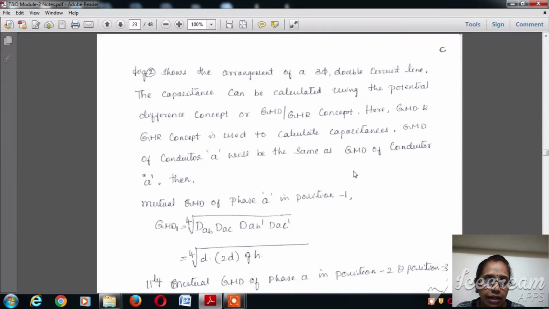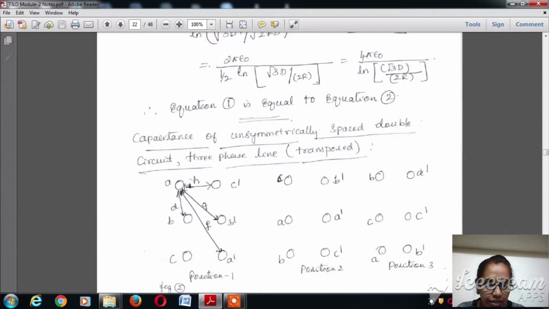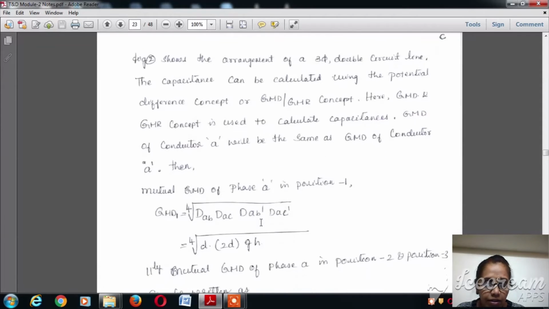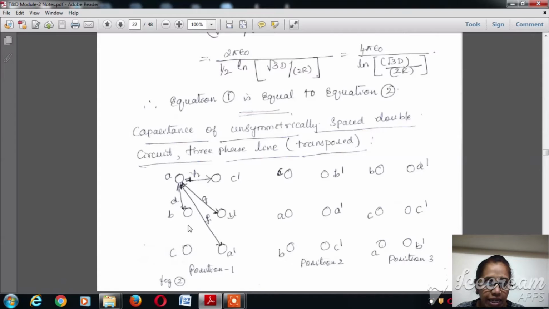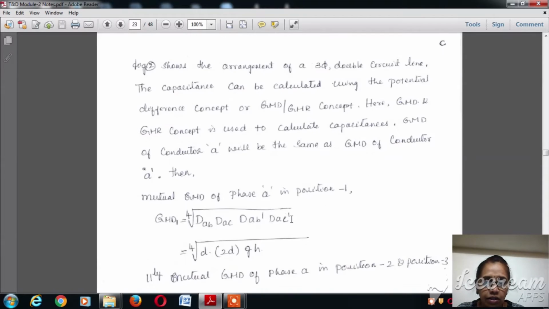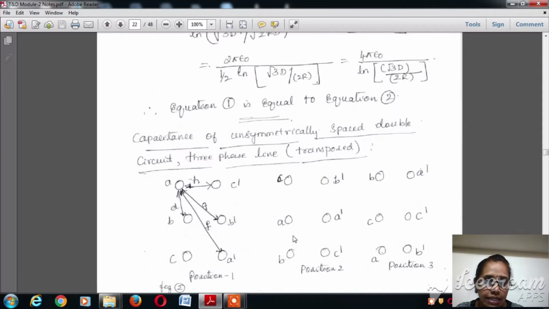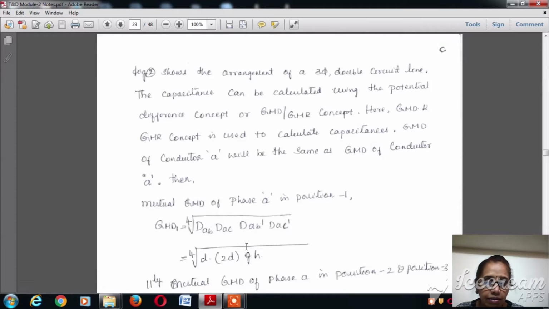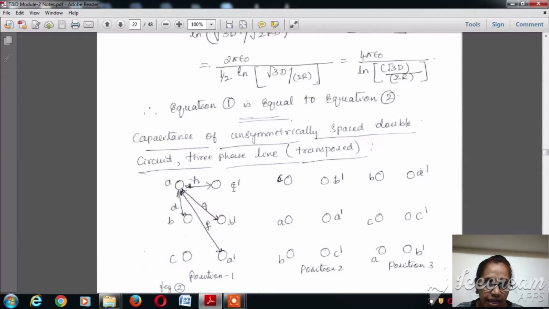We need to refer to the diagram for this. We are considering position 1, with DAB, DAC, DAB dash and DAA dash. Now here we are considering the GMD, so we need to consider only the mutual distances, that is DAB, DAC, DAB dash and then DAC dash. So only the mutual ones we need to consider.